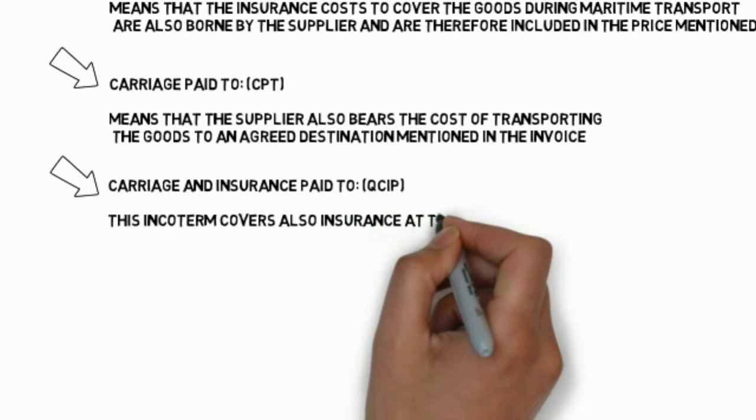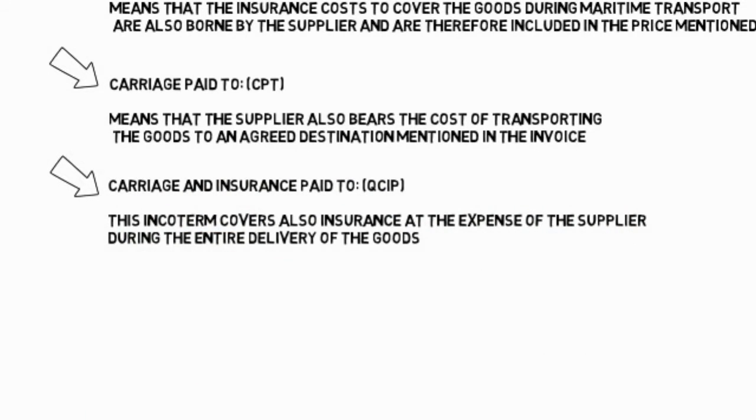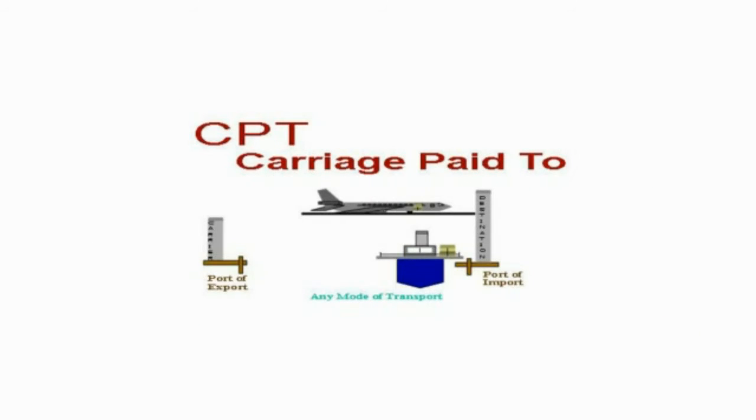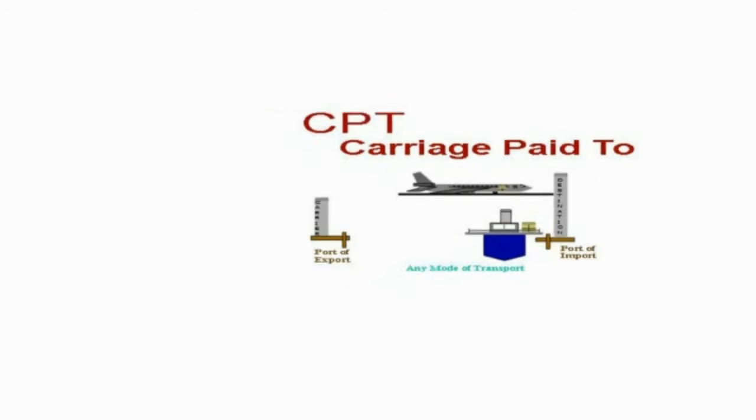Carriage and Insurance Paid To, CIP. Compared to the previous one, this Incoterm covers the same delivery conditions, except that there is also insurance at the expense of the supplier during the entire delivery of the goods.